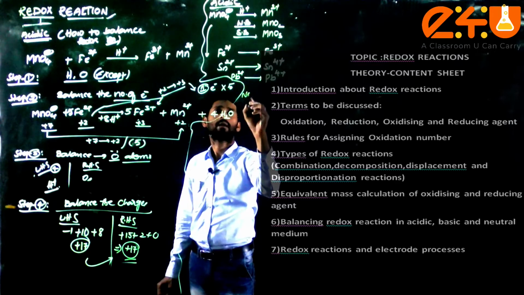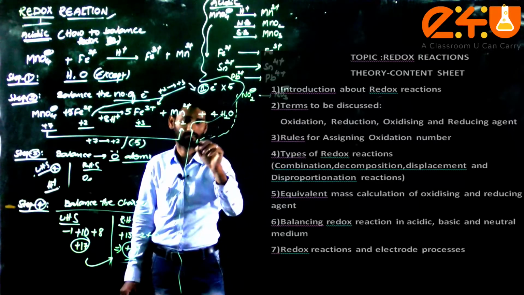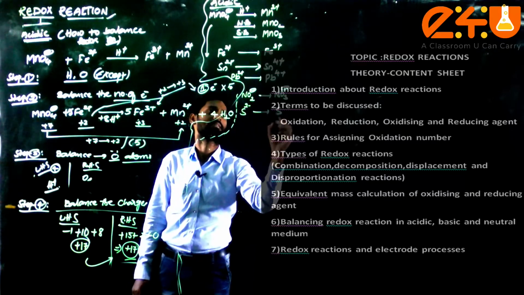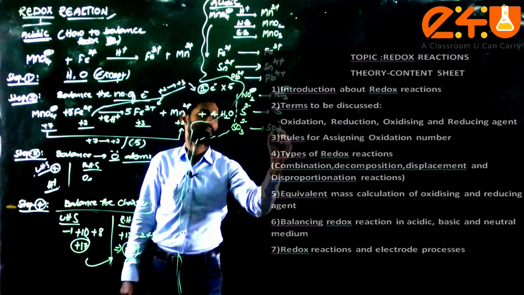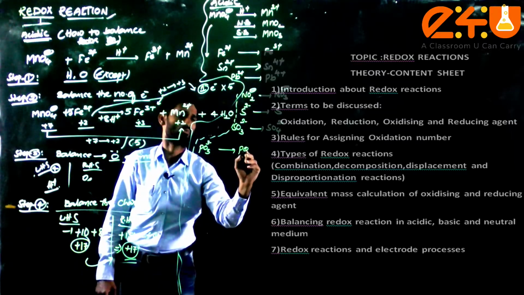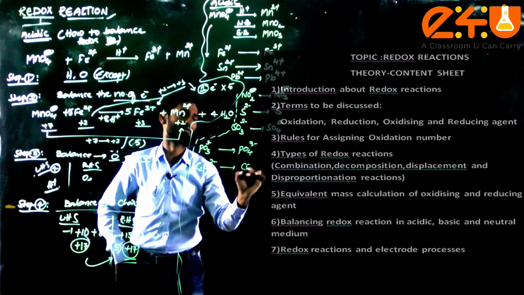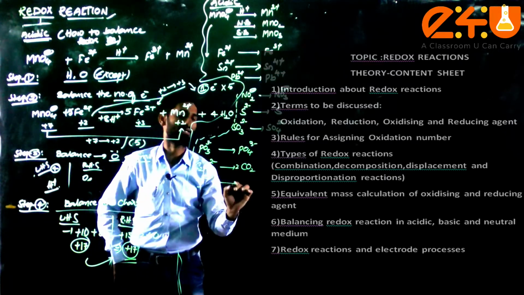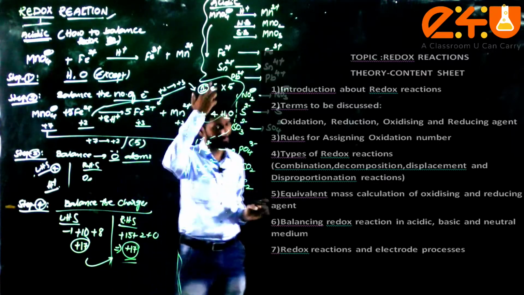Next, nitrite becomes nitrate. Next, sulfide becomes sulfur, sulfite becomes sulfate, phosphite becomes phosphate, oxalate becomes carbon dioxide. We have to take 2 moles here, no problem. Next, iodide ion I minus is converted into I2. These are some examples I gave of how it will be converted.